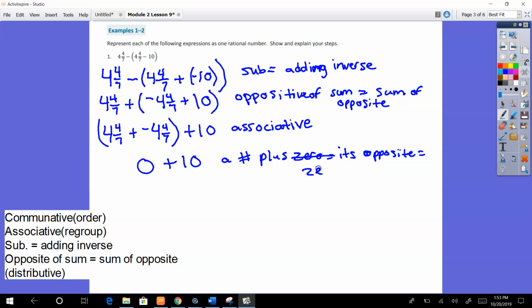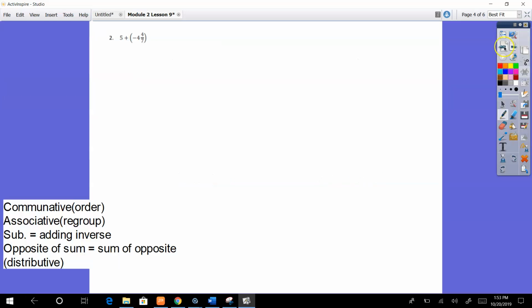Equals 0. In other words, additive inverse. And so then your answer there is 10. Okay, so let's look at the next one.